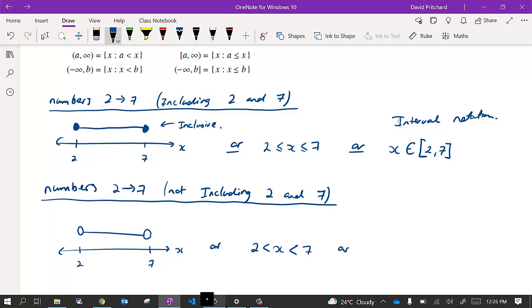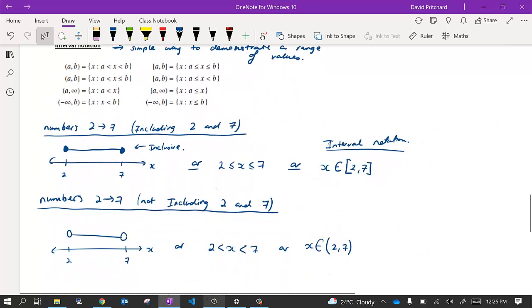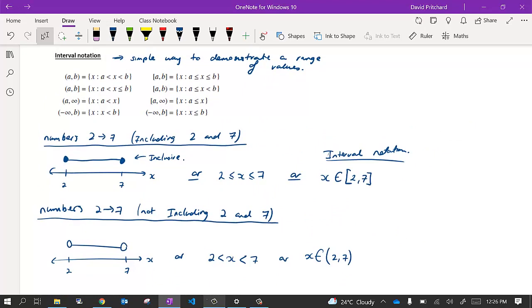And then finally, when we look at interval notation, we're saying that x is an element. And instead of using square brackets, we can use round brackets. So round brackets suggest that it is not included. All right. So if we scroll back up, we can see that this is saying that same thing.